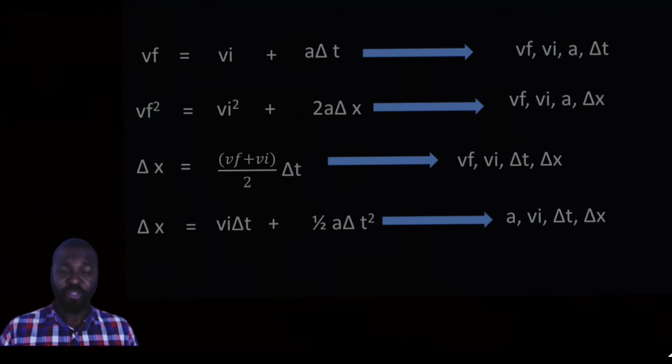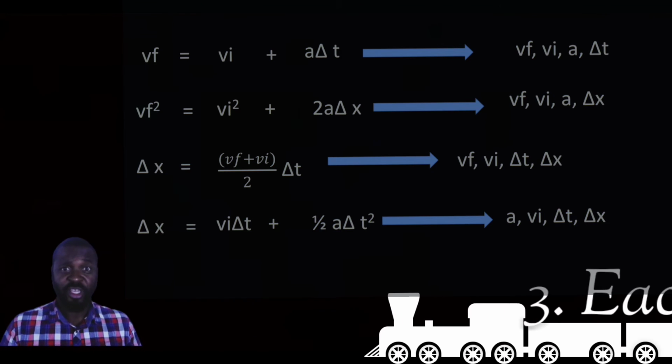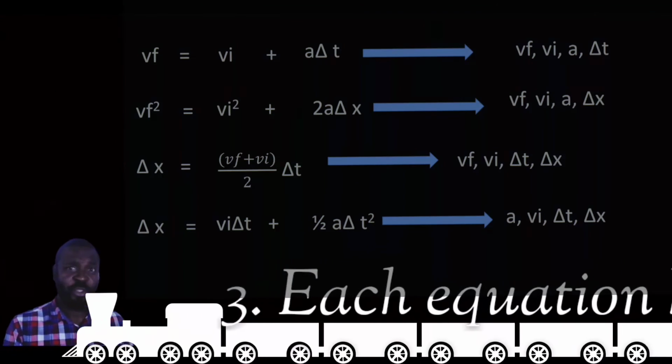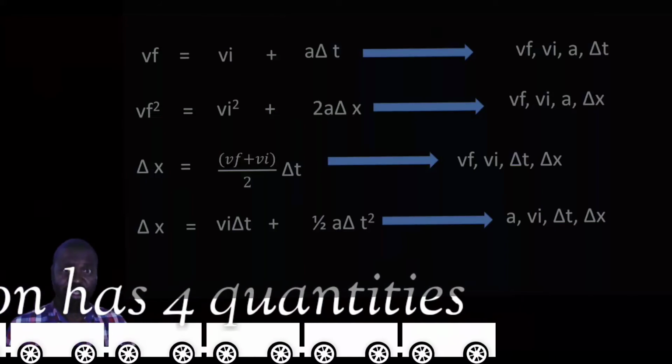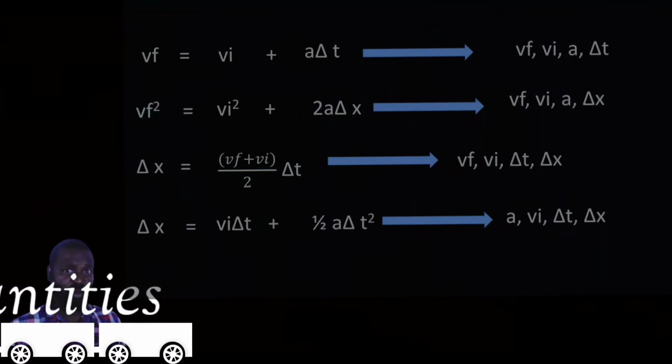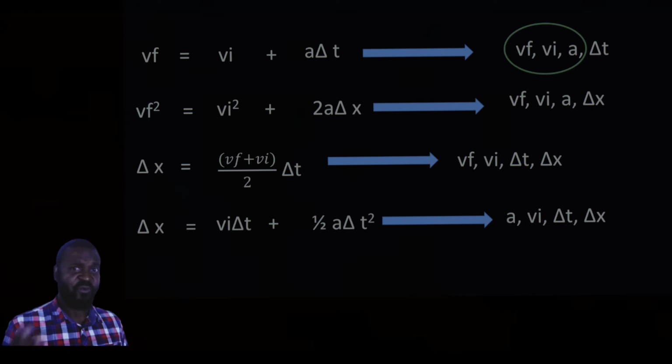Then the third and important thing that you need to quickly pick up is that each of those big four equations of motion has four quantities. So if you can get three quantities from a question, it means the fourth one will be the missing quantity, the required quantity, the one that you want to calculate. You form a simple linear equation. You substitute your three quantities, the fourth one is the required quantity, and you solve.